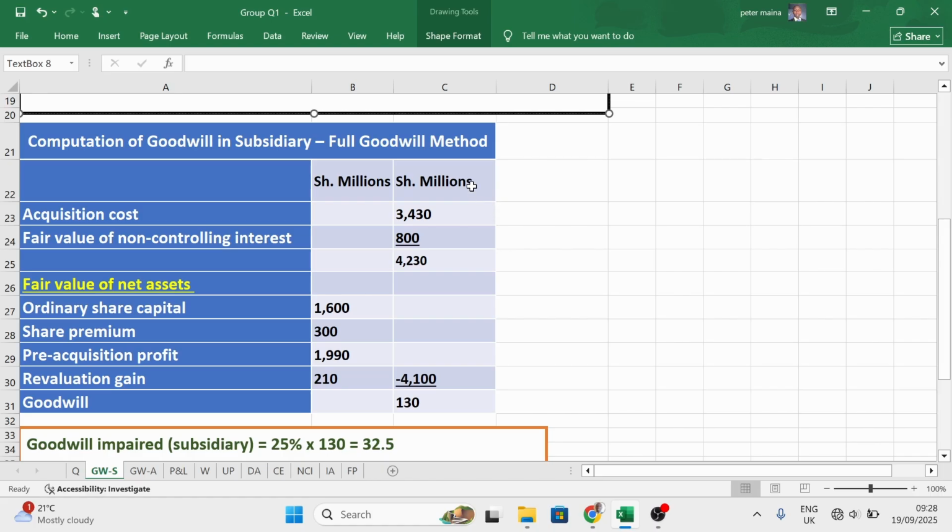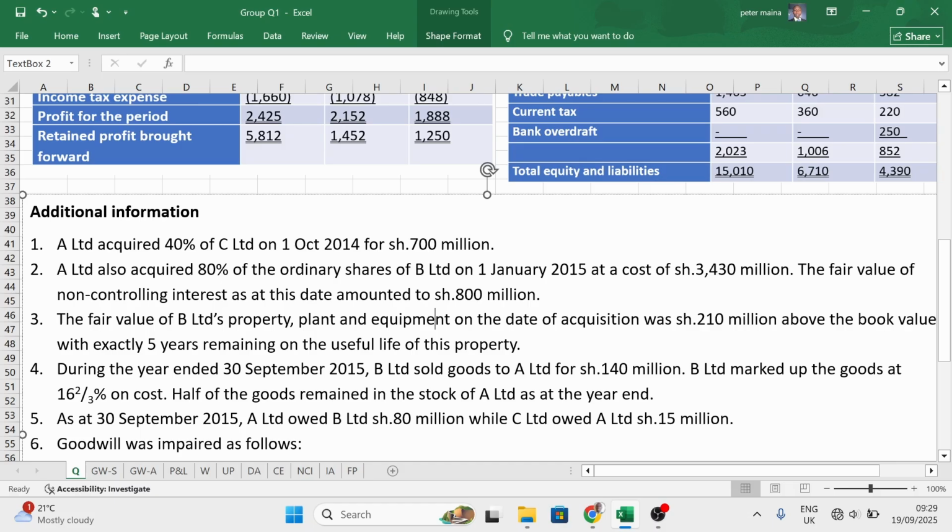So if you know the format for the cost of control, that is what we are doing here. Although we are not using the T format, we are preparing it in form of a statement, but these are the same items we have in the cost of control account. So we start with the acquisition cost. This is the price the parent paid to acquire the subsidiary, and it is provided in the question. That was statement number 2.